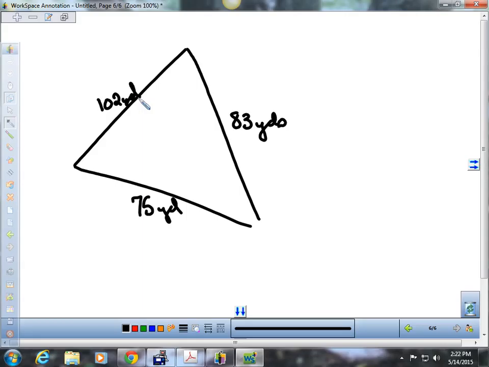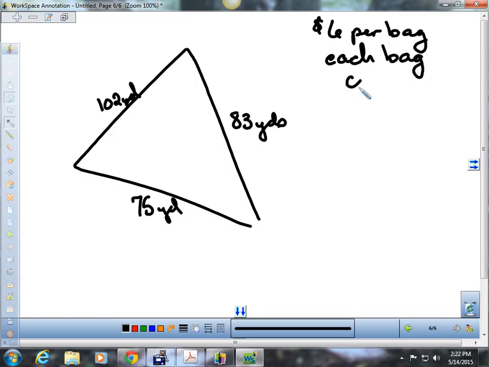Fertilizer costs $6 a bag. One bag covers 25 square feet. So $6 per bag. Each bag covers 25 square feet. 25 square feet is a measure of what? Area. So ultimately, we need to find what here? We need to find the area of this figure, right?